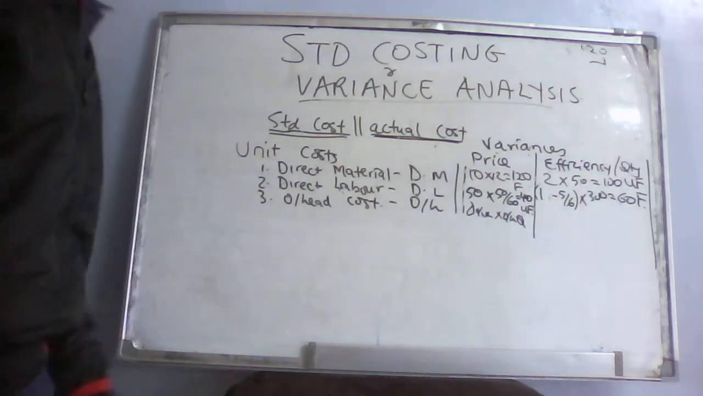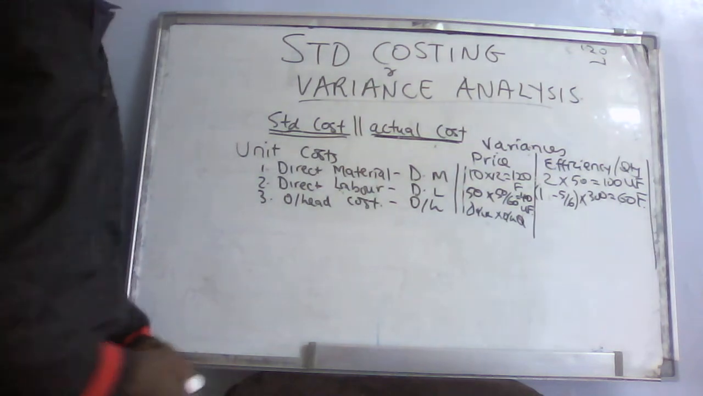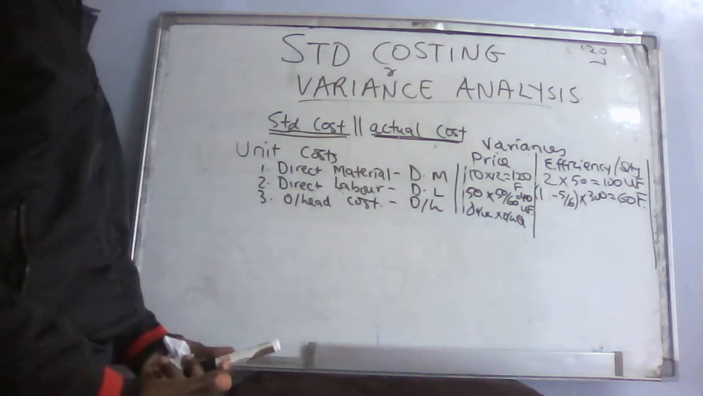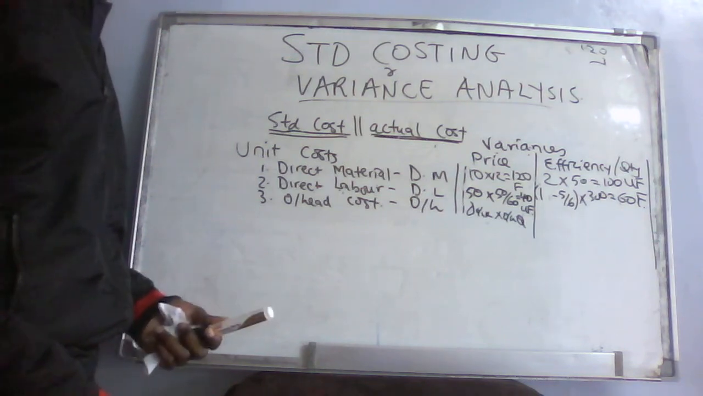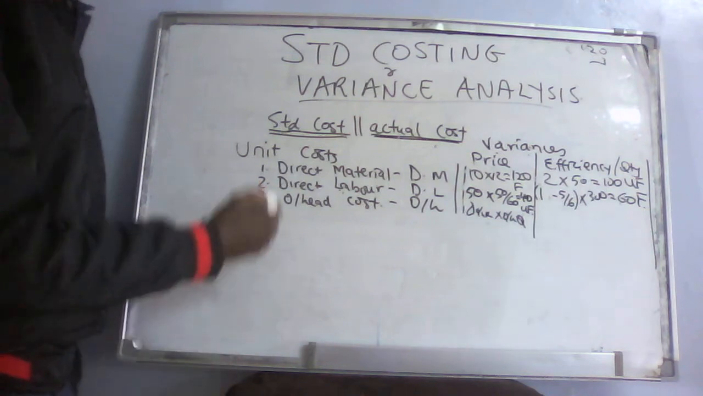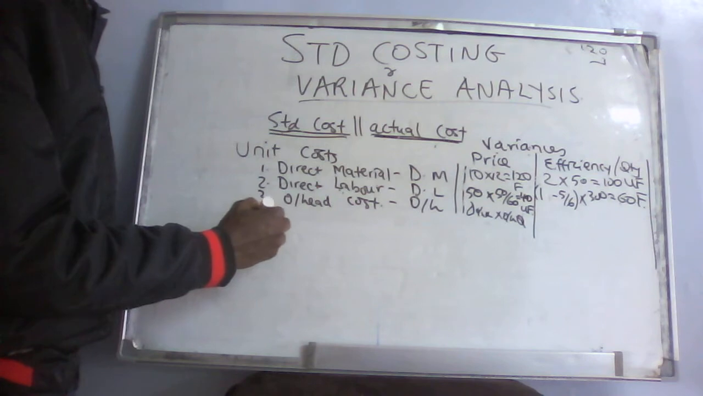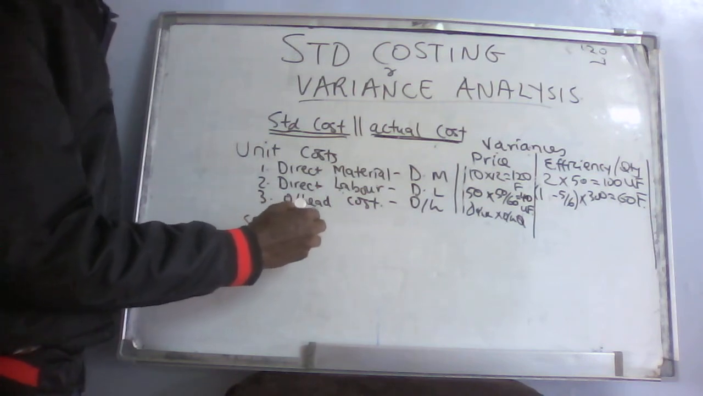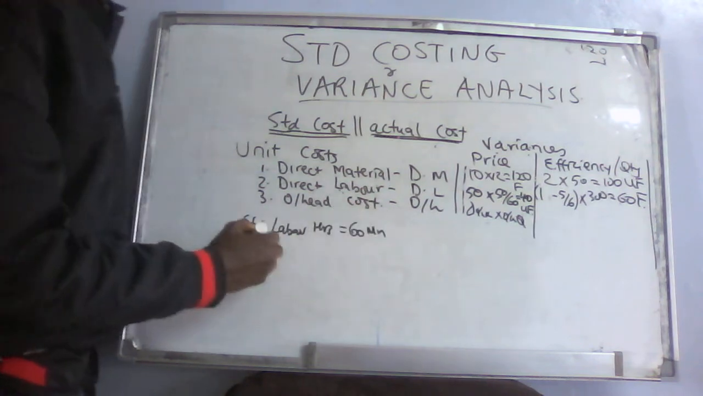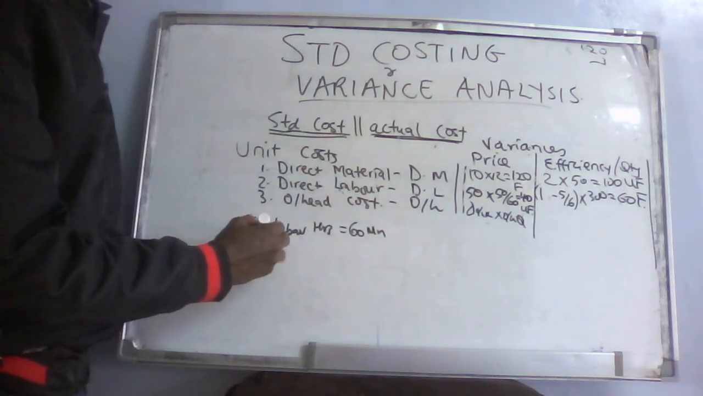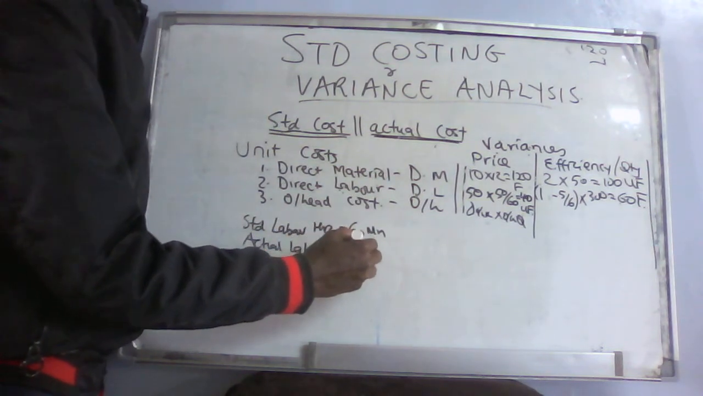Okay, so let me assume that in this bakery, your overhead is absorbed based on labor hours. Now assume that the projected standard labor hours, like we said, was 60 minutes, and you've used actual labor hours of 50 minutes.